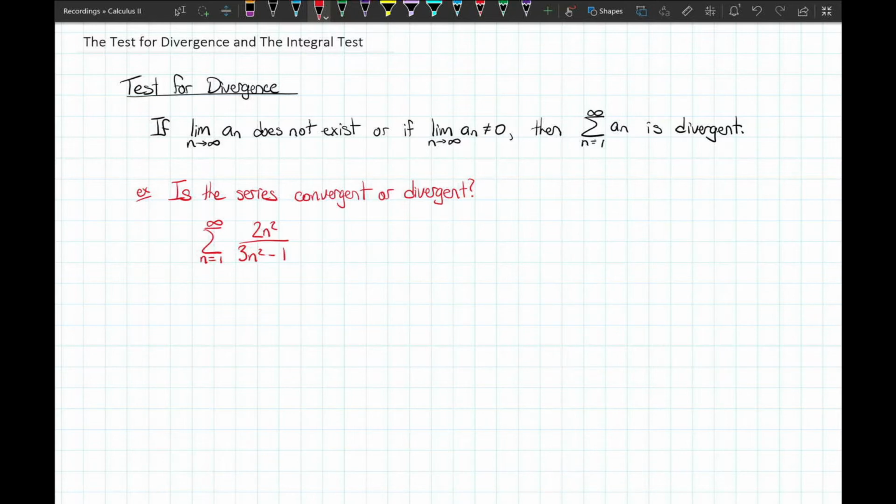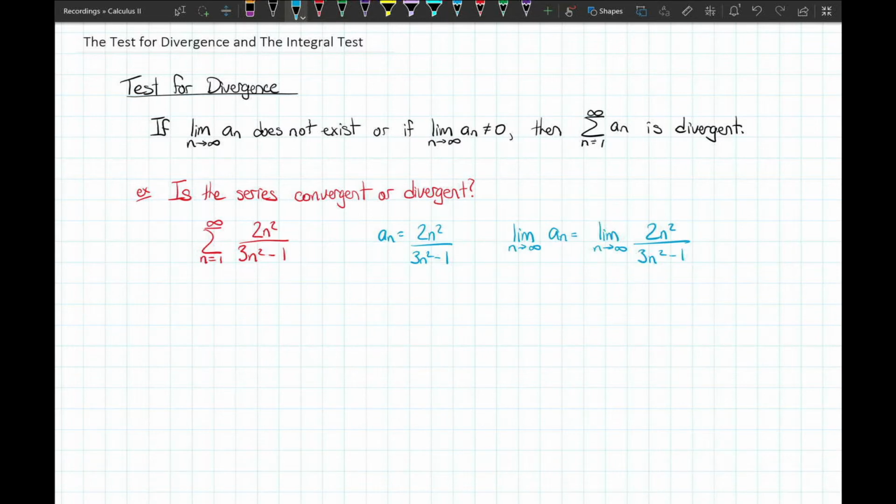To test whether or not this is convergent or divergent, we could take a look at the partial sums and see if we can come up with a formula for the nth partial sum and take the limit as n goes to infinity of that expression. But it might be a little easier just to see what happens to these terms as n goes to infinity. In this case, the nth term in our series, a_n, is equal to 2n squared over 3n squared minus 1. Let's see what happens to that as n goes to infinity.